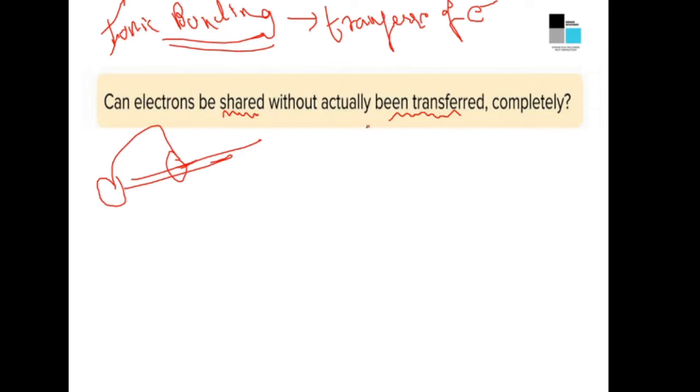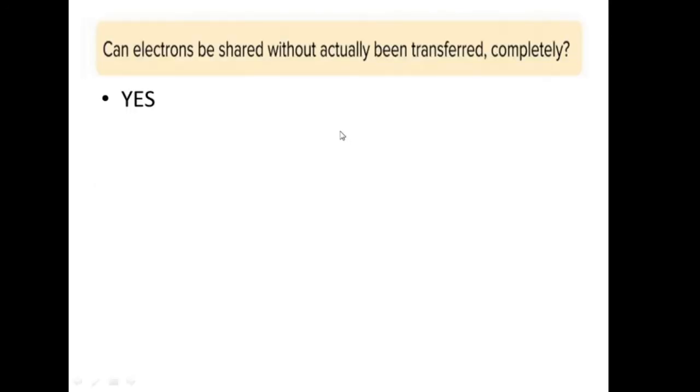The answer is yes, we are able to share electrons without transferring them. Now, you may think how? How are electrons shared without transferring them? For that we have to talk about their bonding. Which type of bonding do they possess? They possess covalent bonding.